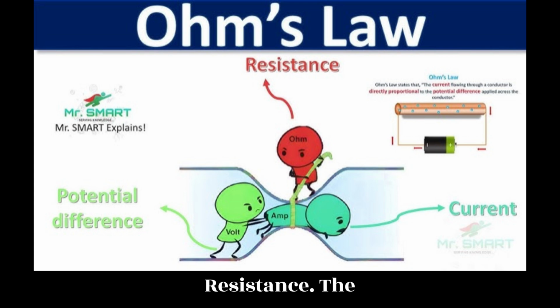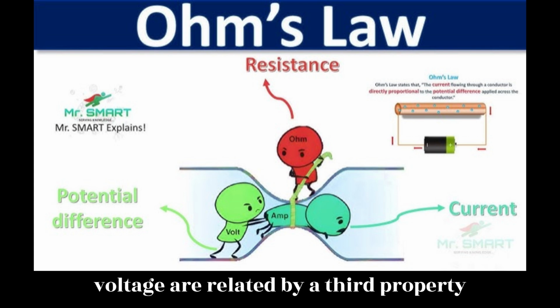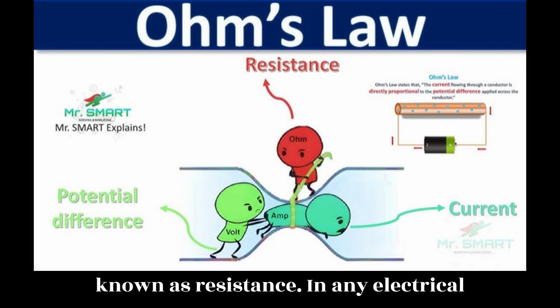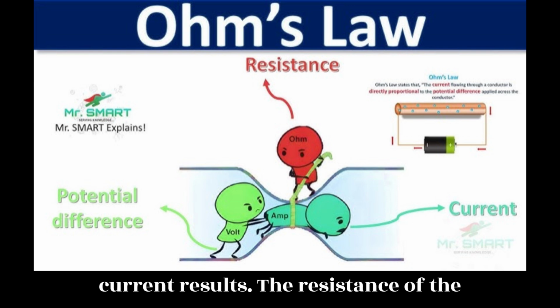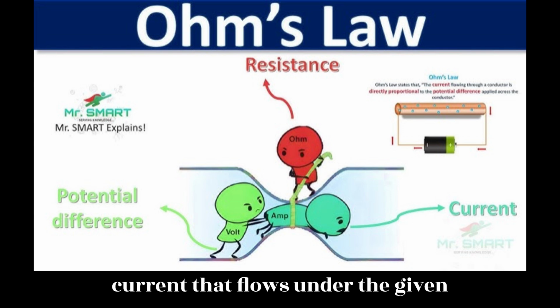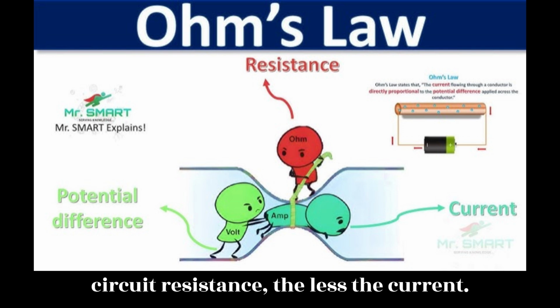Resistance. The two fundamental properties of current and voltage are related by a third property known as resistance. In any electrical circuit, when voltage is applied to it, a current results. The resistance of the conductor determines the amount of current that flows under the given voltage. In general, the greater the circuit resistance, the less the current.